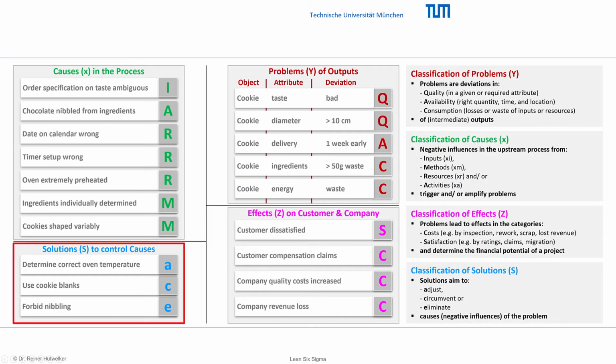We do not care about solutions yet. They will be developed later in the project based on verified root causes, as root causes are the interfaces for solutions. But even at this early stage of a project, we might suggest: determine the correct oven temperature to adjust the related cause, use cookie blanks to circumvent, and forbid nibbling to eliminate the related cause. Adjustment, circumvention, and elimination are different types of solutions that treat the root causes specifically to switch off a problem.